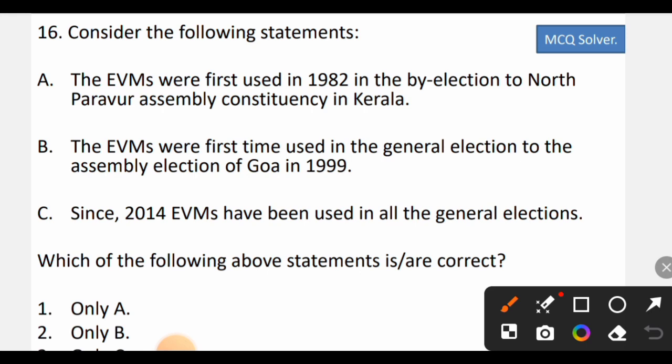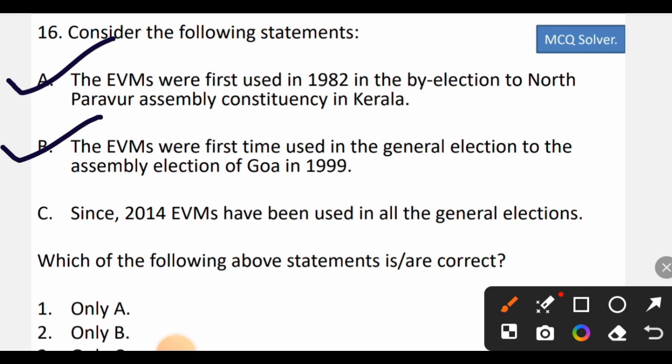So when it comes to statement A, it is correct because EVMs were first used in India in the year 1982 in the by-election of North Paravur Assembly constituency in Kerala. Now when it comes to statement B, it is also correct because for the first time in a general election, EVM was used, and it was used during the Goa Assembly election in the year 1999.